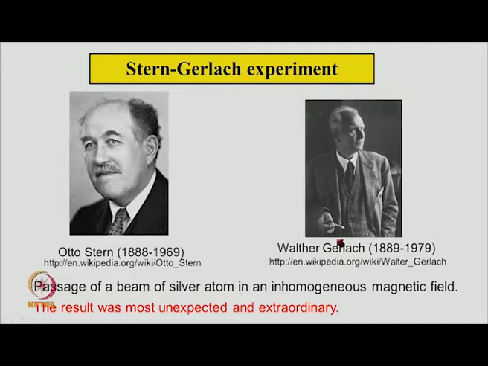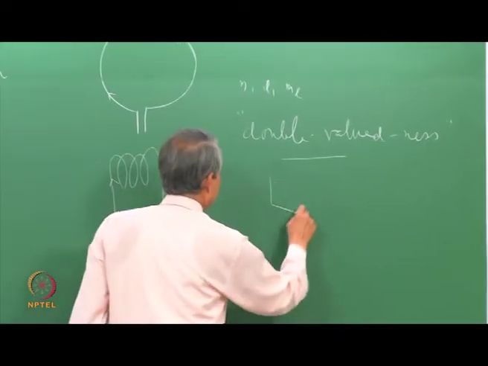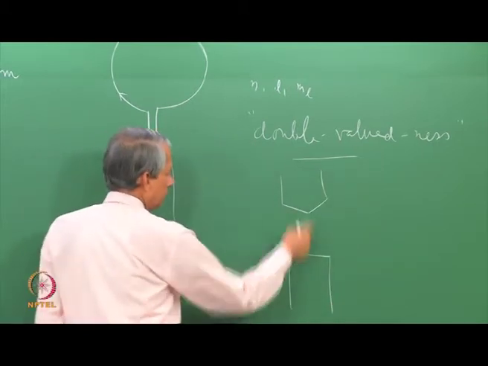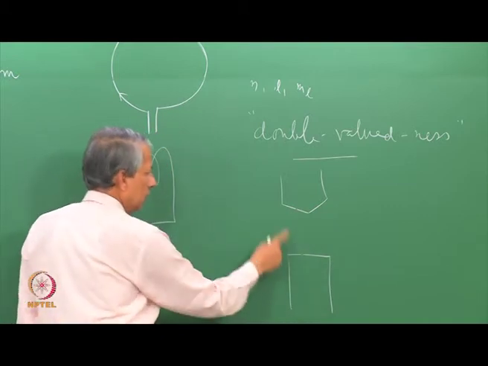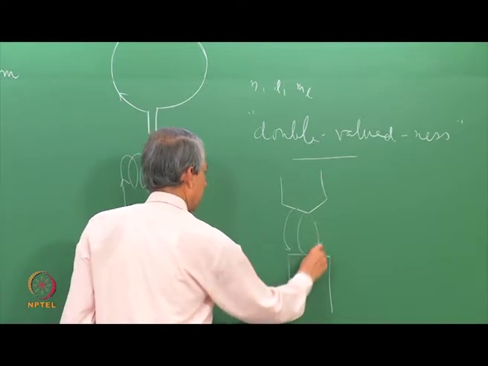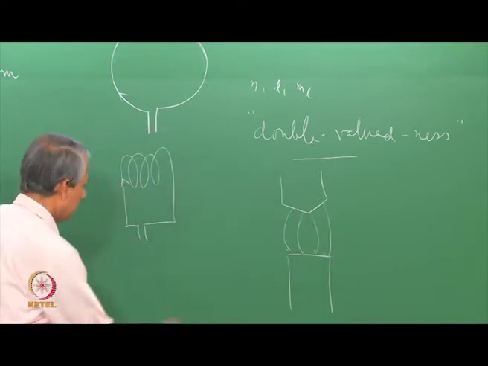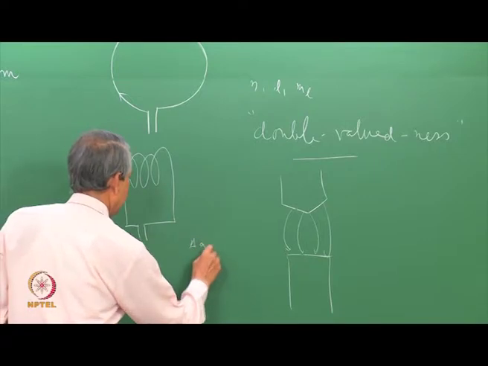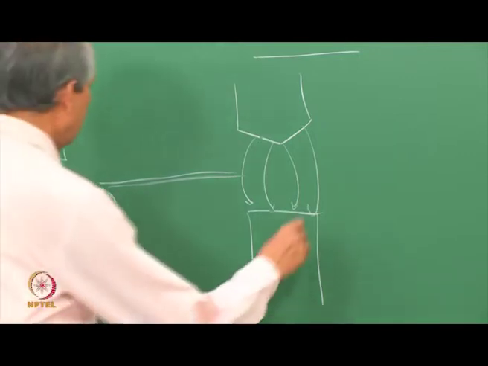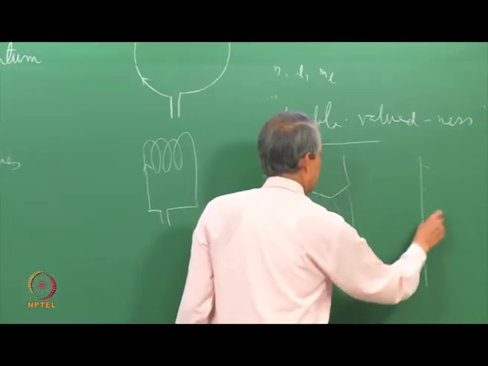What they did was to pass a beam of silver atoms through an inhomogeneous magnetic field. The experiment is done in this way. Let us say this is the magnetic field, the pole pieces are made in such a way that the field will be very inhomogeneous, the field lines will look like this, and they have a source of silver atoms which is coming here, and they are allowed to fall on a detector, some sort of screen here.